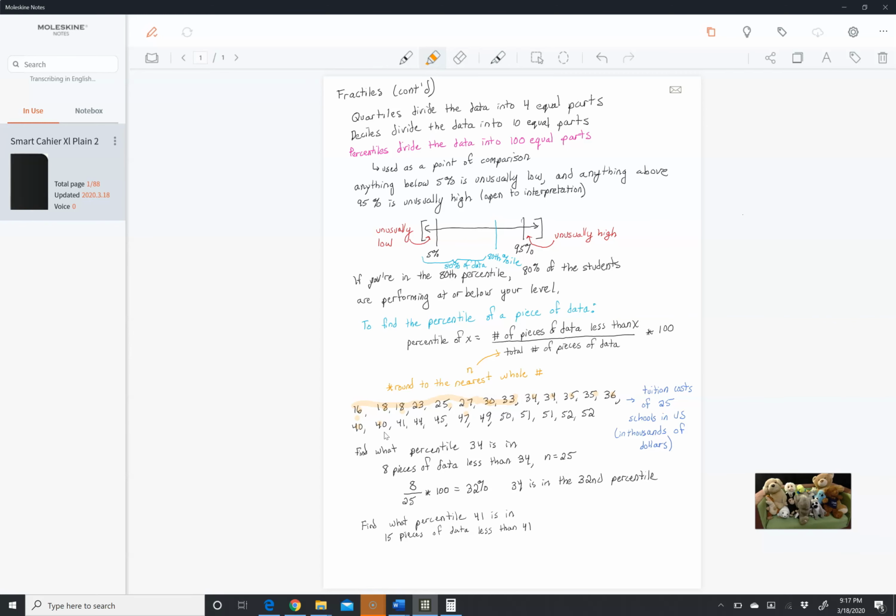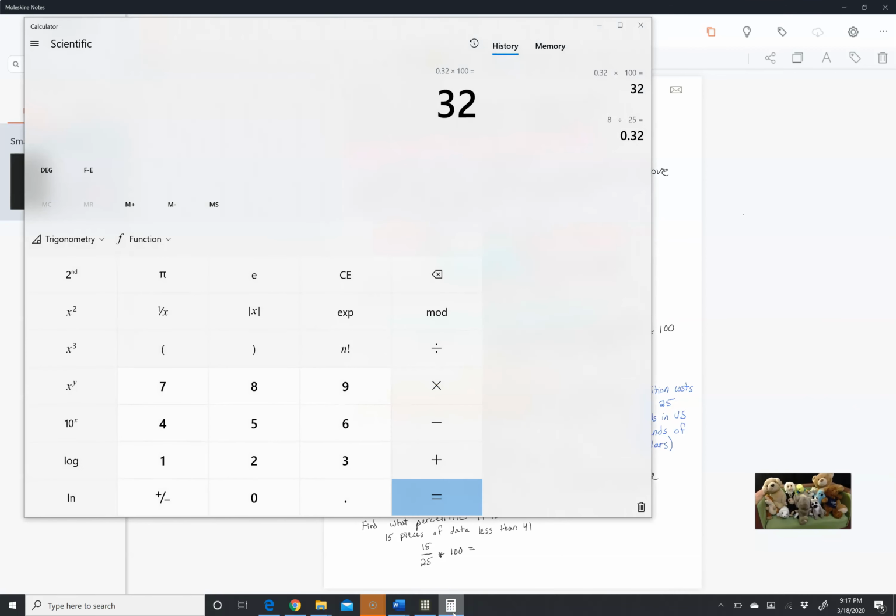So if we do 15 over 25, times 100. If we bring this up on our calculator, if we have 15 divided by 25, you'll see we get 0.6, and when we multiply by 100, this gives us exactly 60%. So 41 is in the 60th percentile. Meaning 60% of the data is less than 41.